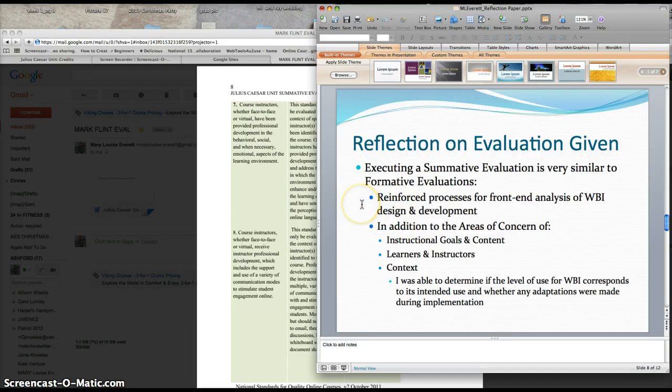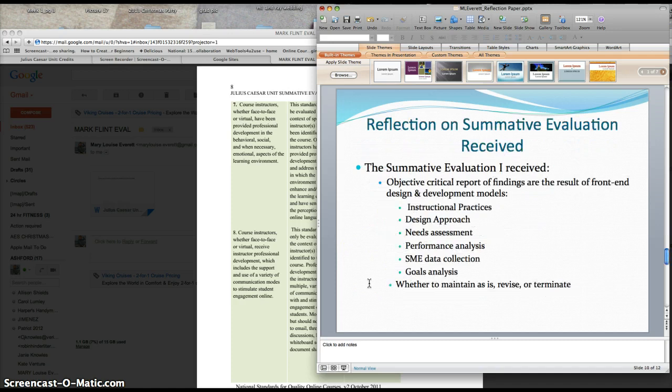Reflecting on the evaluation that I gave, a few things come to mind. It was very similar to the formative evaluations. I found that they were both key factors in a successful WBI. They reinforce the processes for front-end analysis for design and development. Areas of concern included instructional goals and content, learners and instructors, and context.